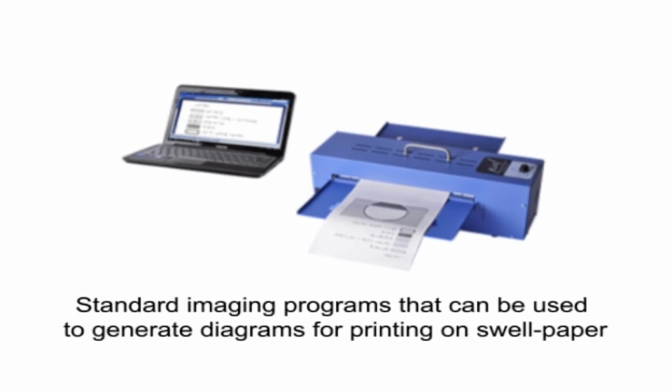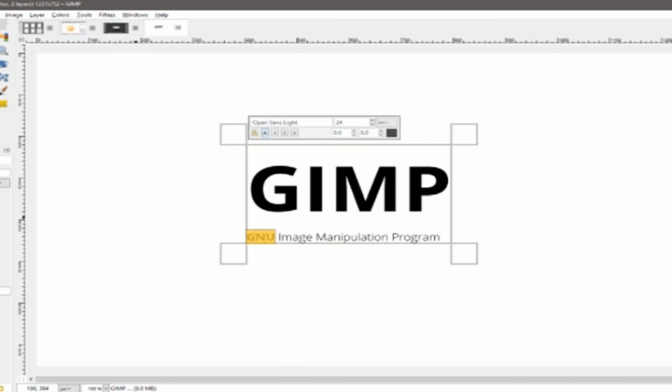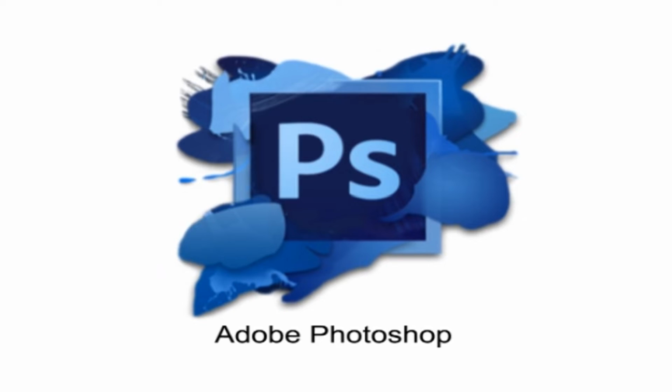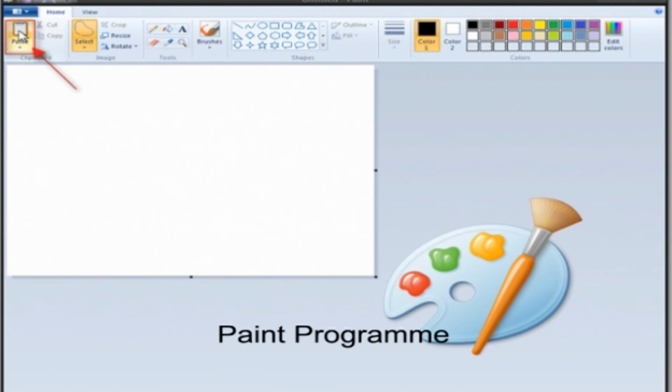The first one is standard imaging programs that can be used to generate diagrams for printing on Swell paper. The GIMP is an open source free program which is used to produce tactile graphics. Online documentation and support is freely available for GIMP. Adobe Photoshop is a well known imaging program, but it is paid software. Your computer should have a Paint program installed for simple graphics.